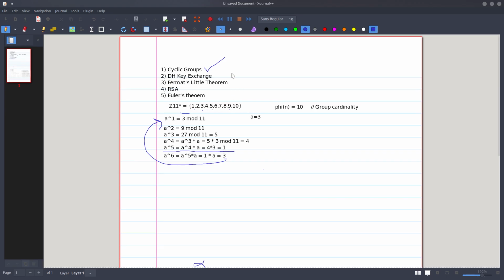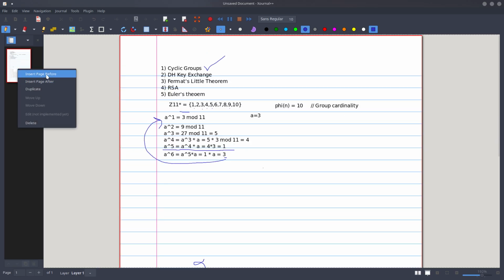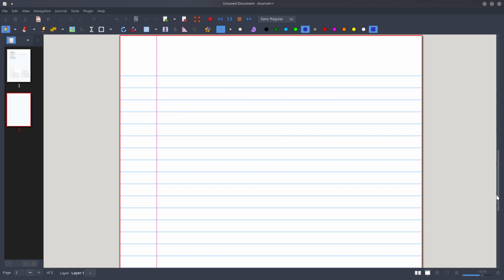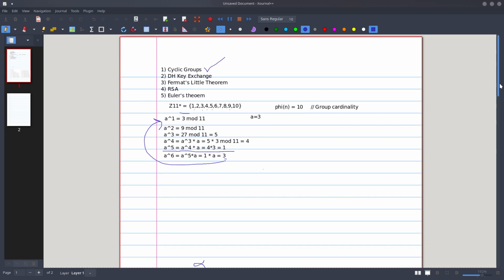Okay, so that's a cyclic group, and the parameter a that you choose is known as alpha. They call it alpha, and this is actually important because I'm going to introduce Diffie-Hellman key exchange now, and this alpha parameter is important to know. And so let's go straight into Diffie-Hellman key exchange.